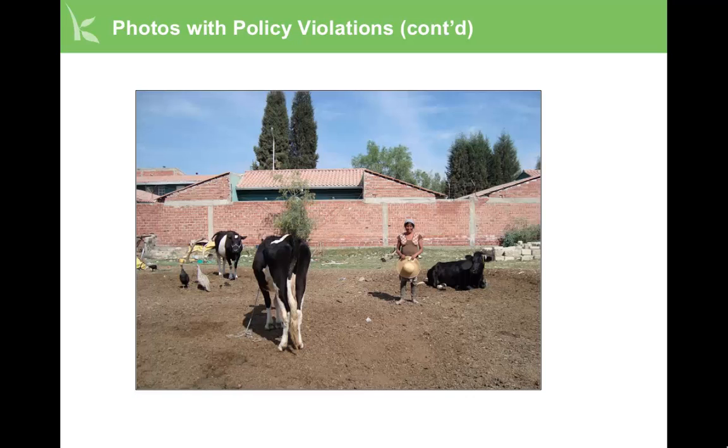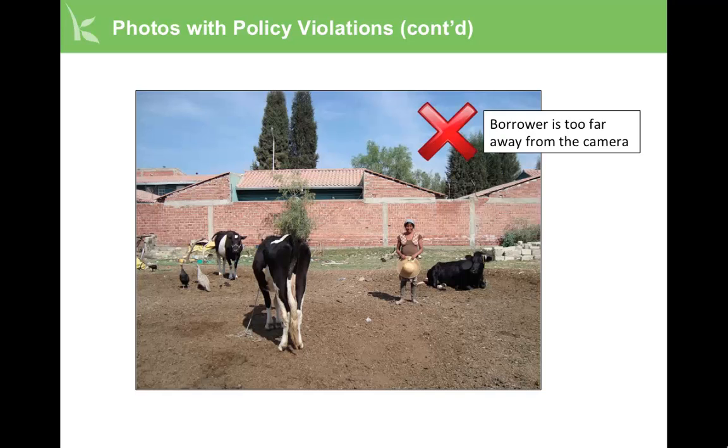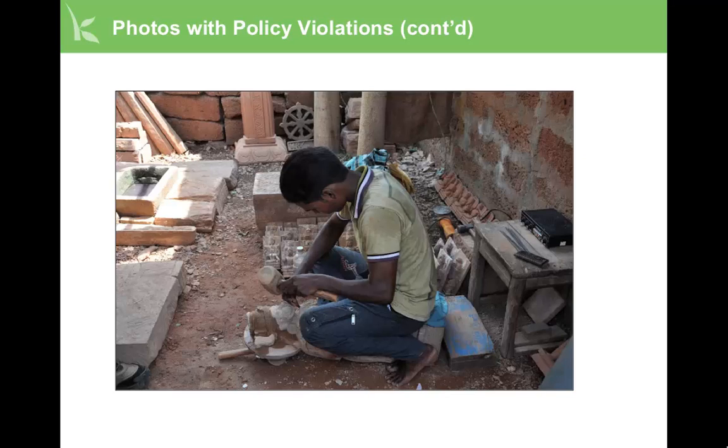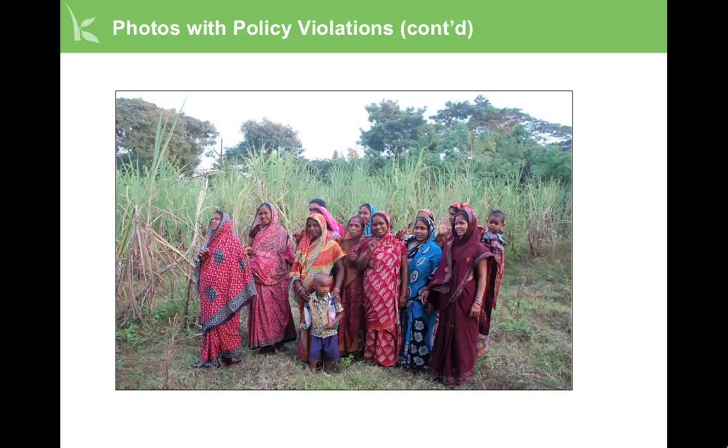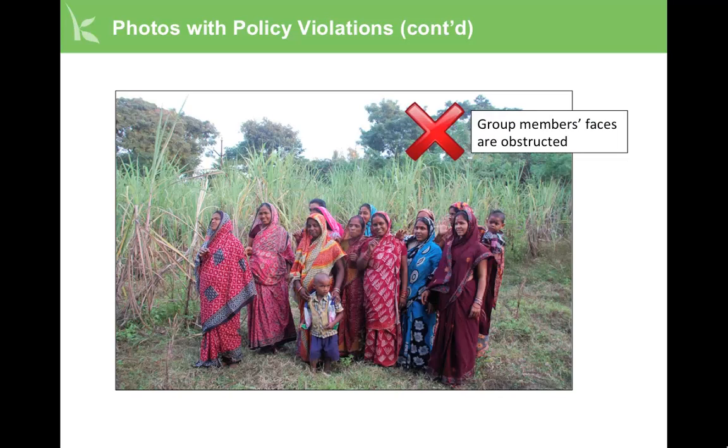What is wrong with this photo? Correct. The borrower is too far away from the camera to be seen clearly. What about this photo? That's right. The borrower's face is turned away from the camera, and you can't see it clearly. What is wrong with this photo? In this photo for a group loan, several of the group members' faces are obstructed.